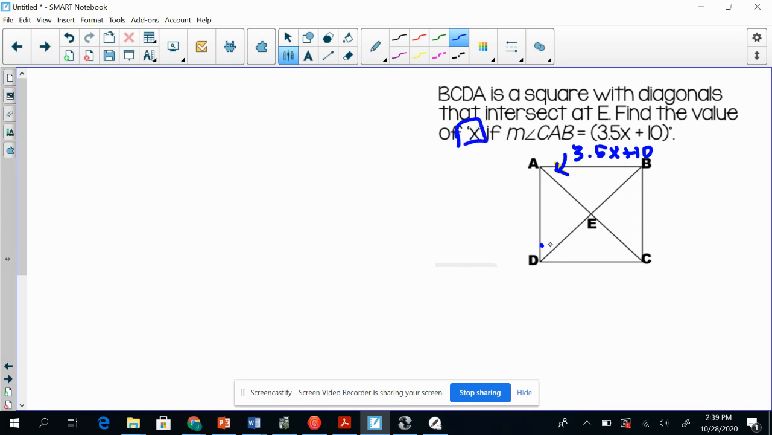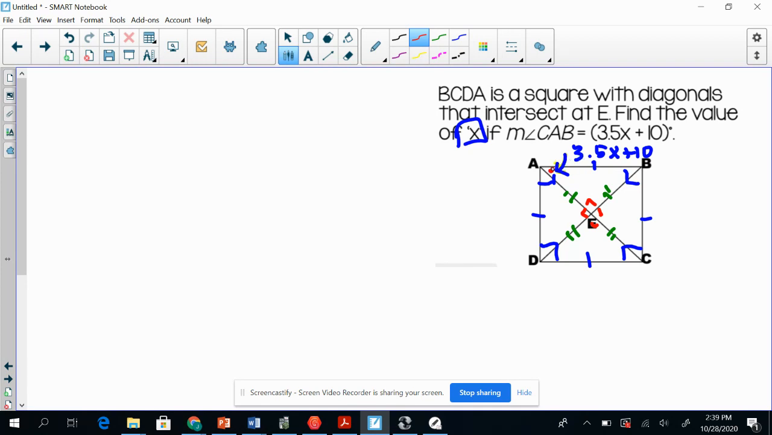Because this is a square, I know that these angles are all right angles. I should know that these sides are all congruent, which in this case doesn't matter. But I should also know that these diagonals are congruent to each other, and these angles are 90 as well. This diagonal is congruent to this diagonal as well. Those are all just your properties of a square.